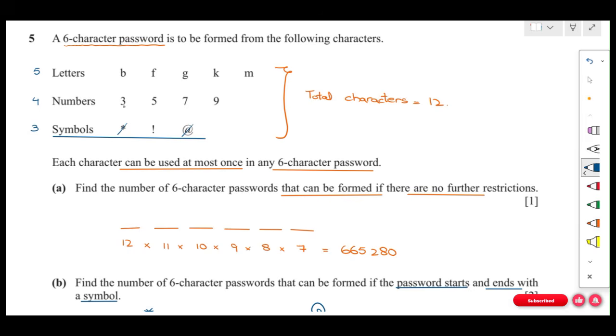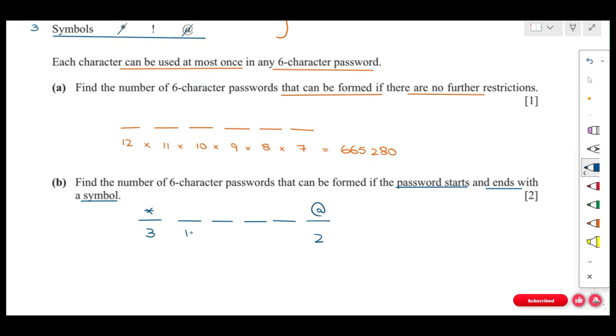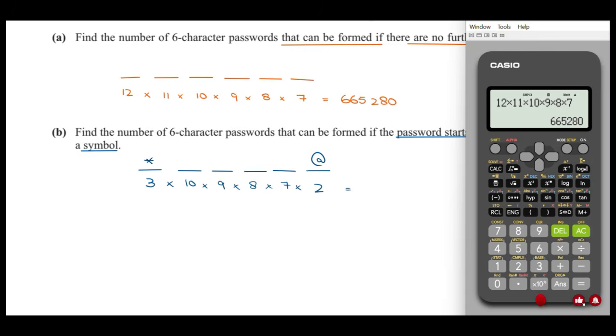1, 2, 3, 4, 5, 6, 7, 8, 9, 10. So there are 10 options for the second character, and then we have 9 options, and then 8 options, and then 7 options. This is how you can solve this. Okay, let me use a calculator. So here we have 3 times 10 times 9 times 8 times 7 times 2. So 30,240 options.